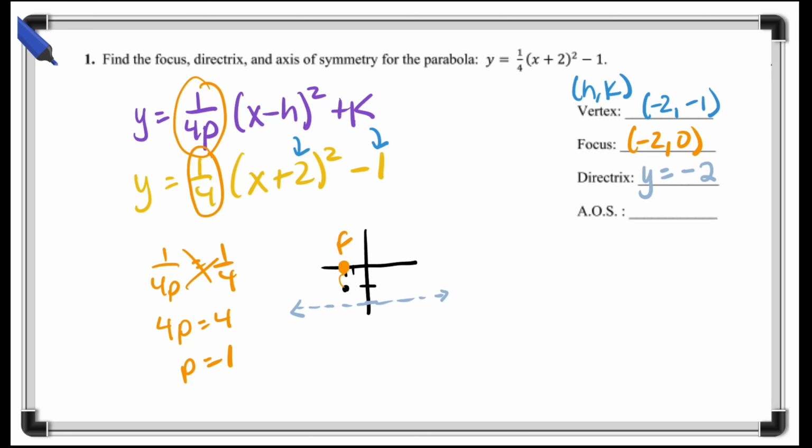And then when you look at your axis of symmetry, remember that if you were to draw that parabola here, the axis of symmetry would cut that parabola in half. That's your axis of symmetry. And that is the x coordinate of that vertex. So that is going to be x equals -2.